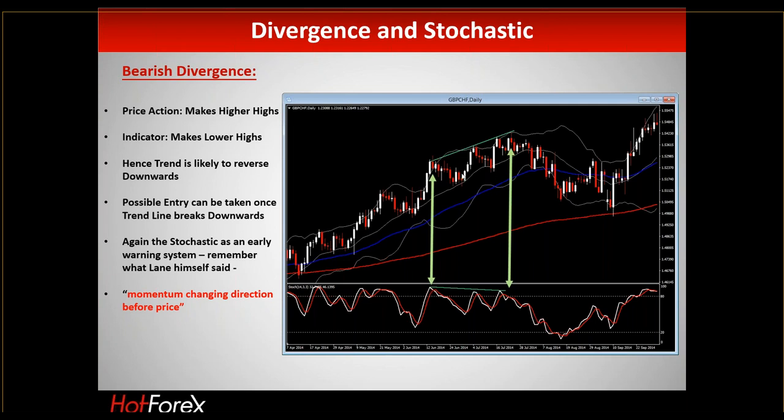The momentum, as we're going up with some big candles in this move, if you were just looking at the candle chart, the stochastic is starting to suggest that the energy is running out, because that high is lower than that high, but that price high there is higher than that high. So price is making new highs. The stochastic is making lower highs. Okay, so we're running out of energy.